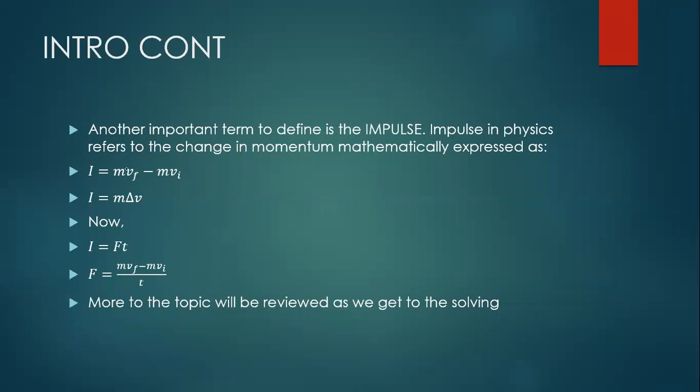When we change momentum, mv final minus mv initial, that change in momentum we call impulse. It is simply the change in velocity of an object multiplied by its mass. And this impulse is the same as when a force acts upon a system for some interval of time.